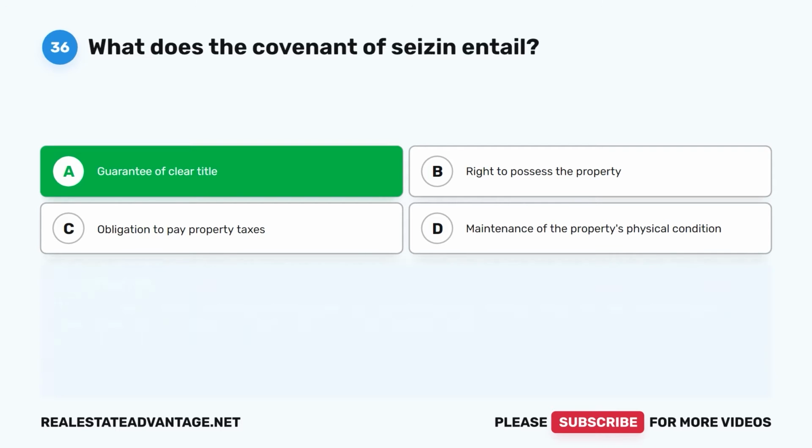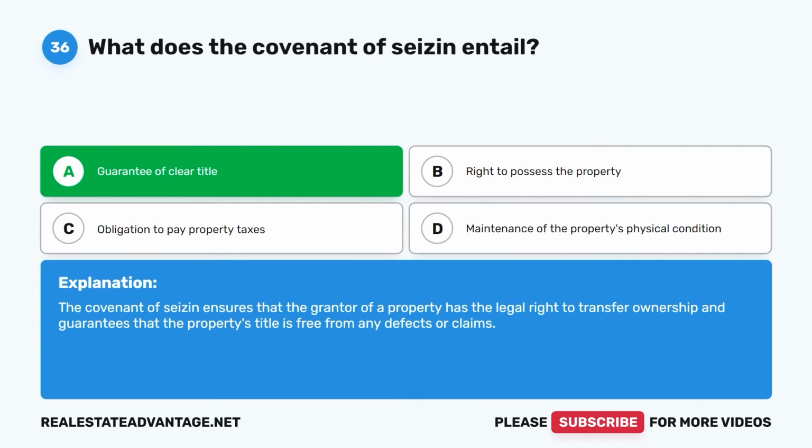Guarantee of clear title. The covenant of seisin ensures that the grantor of a property has the legal right to transfer ownership and guarantees that the property's title is free from any defects or claims.